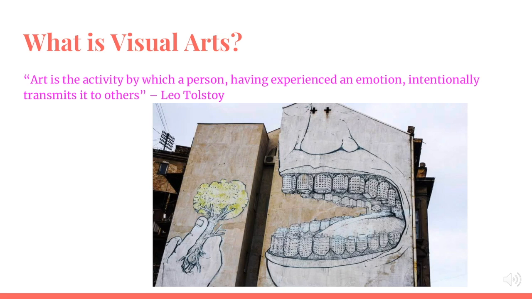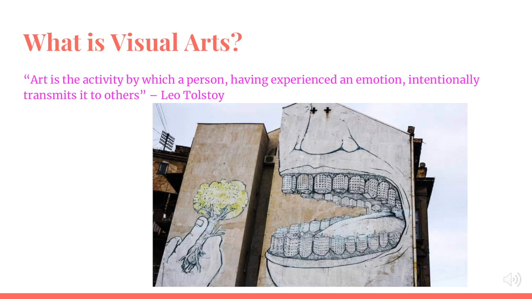The quote below says, "Art is the activity by which a person having experienced an emotion intentionally transmits it to others." Leo Tolstoy. In the picture below, at first glance, it is a man eating something. But a closer look shows us that it is a man, his teeth are city buildings, and he is eating a tree. And this is a message that shows us that cities are essentially destroying nature, and we are industrializing too often and getting rid of the nature that is around us.